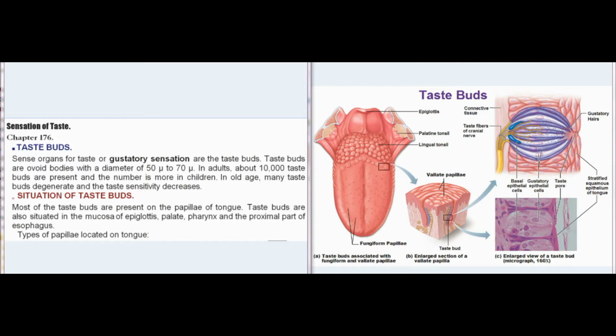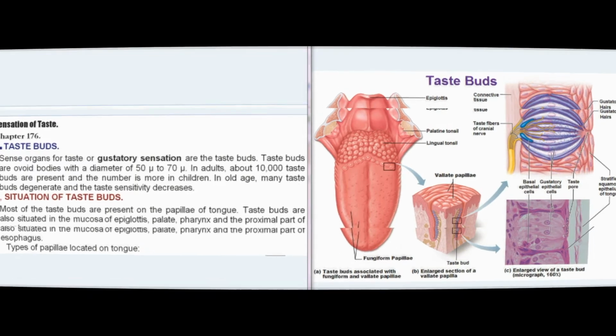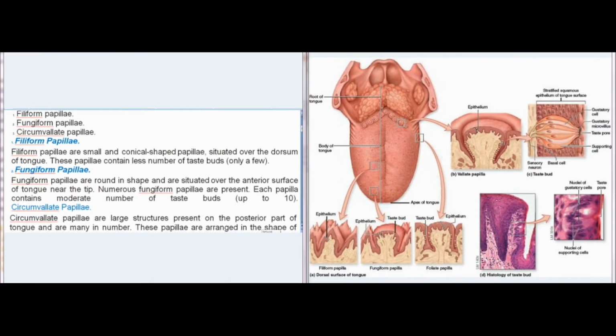Situation of taste buds. Most of the taste buds are present on the papillae of tongue. Taste buds are also situated in the mucosa of epiglottis, palate, pharynx, and the proximal part of esophagus. Types of papillae located on tongue: Filiform Papillae, Fungiform Papillae, Circumvallate Papillae. Filiform papillae are small and conical-shaped papillae, situated over the dorsum of tongue. These papillae contain less number of taste buds, only a few.